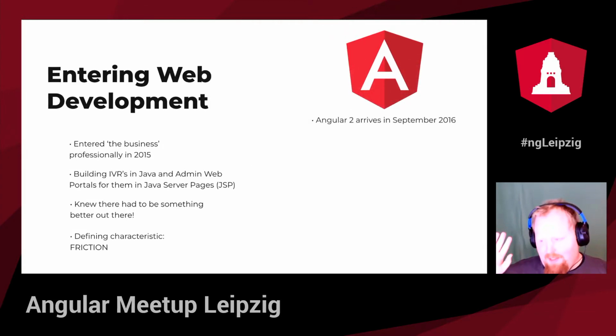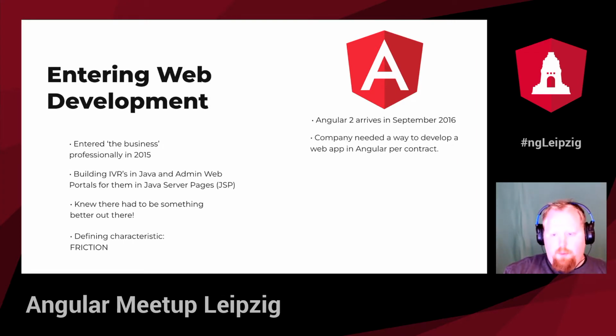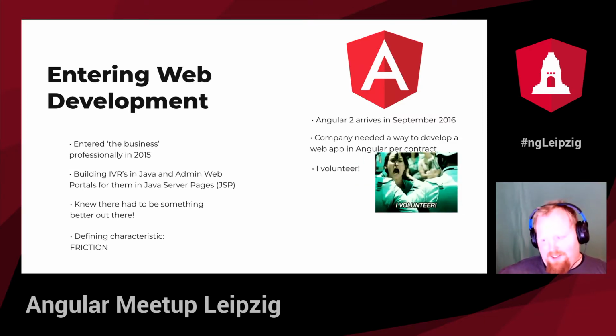And lo and behold, September 2016 comes along and Angular 2 drops, and it was a big deal. Jeff Cross and Victor Savkin, the Narwhal founders, were actually on the Angular team at the time. And for whatever reason, our company had contracted to build one of our web portals in Angular for one of our contracts. And I said, I volunteer. I really want to see if this tool set is what it looks like it is, which looks like a much better world where I'm actually focused on my problems rather than focused on the tools.